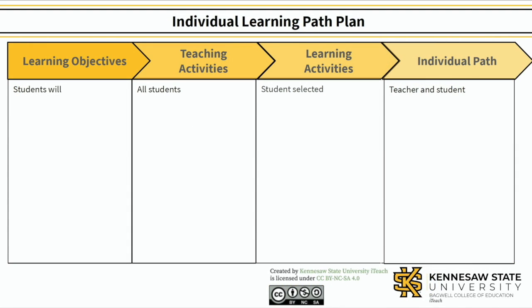Your Tinker activity is to create an individual learning path plan. You will identify one set of learning objectives and build your teaching activities. As you develop your learning activities, try to find ways to give students choices. You can start with just a few and then add more as students complete learning tasks.